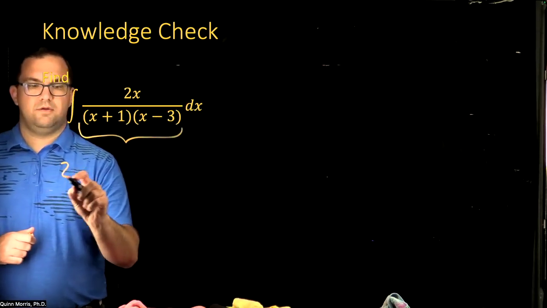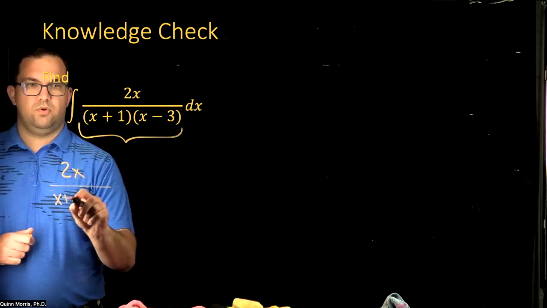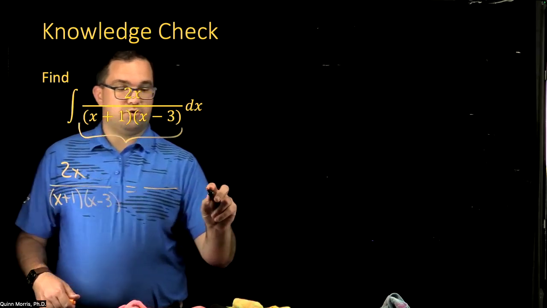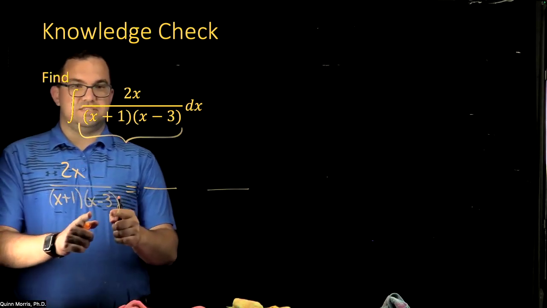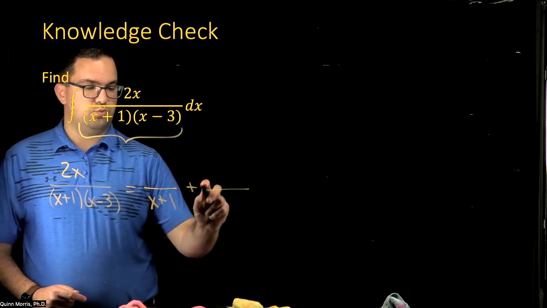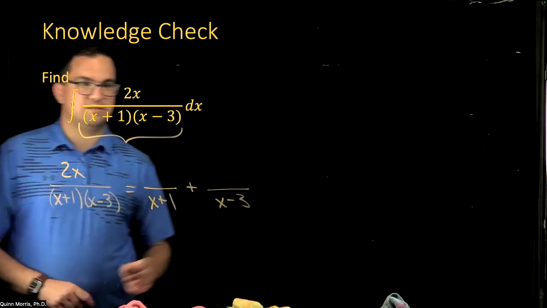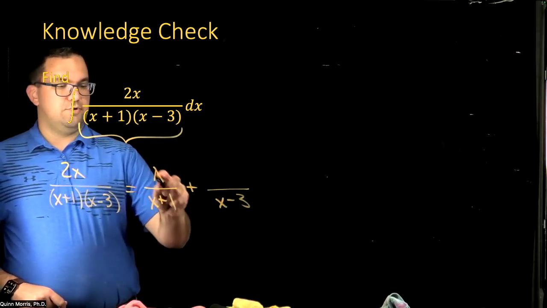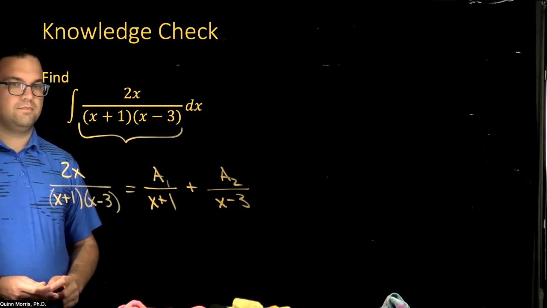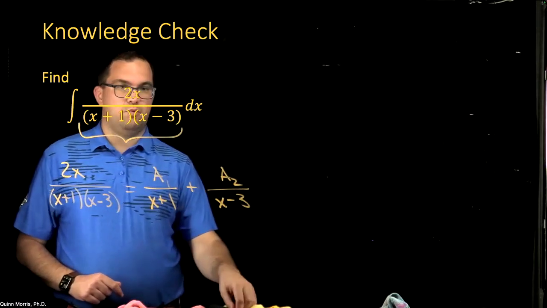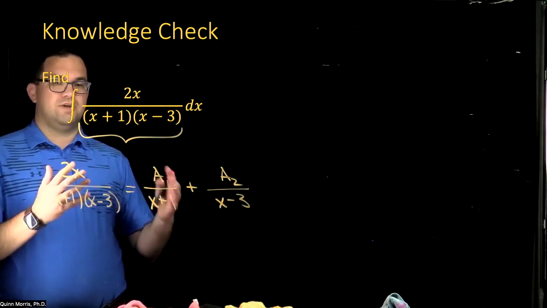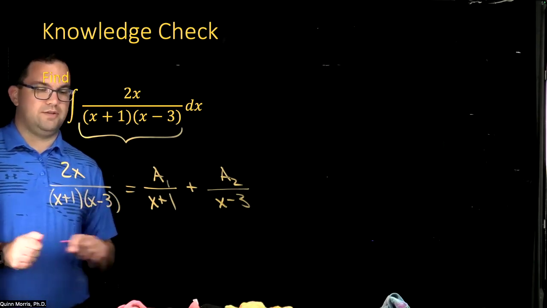So if I want to rewrite 2x divided by x plus 1 times x minus 3, the first thing I have to do is set up the correct form, right? I have distinct linear factors here, each raised to the first power. So I'm just going to get one term for the x plus 1 in the denominator and one term for the x minus 3. Because they're both linear factors, I'm just going to get an A1 and an A2 in the numerator. Now my goal is, can I figure out what A1 and A2 are? So, your first step is always setting up the correct form. Then once you have the correct form, can we find these constants A1 and A2? So what am I going to do?